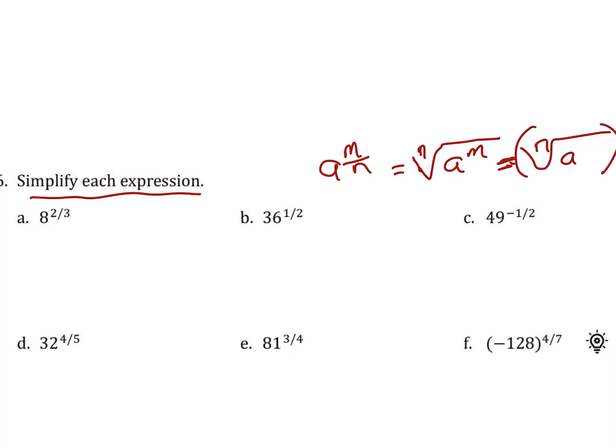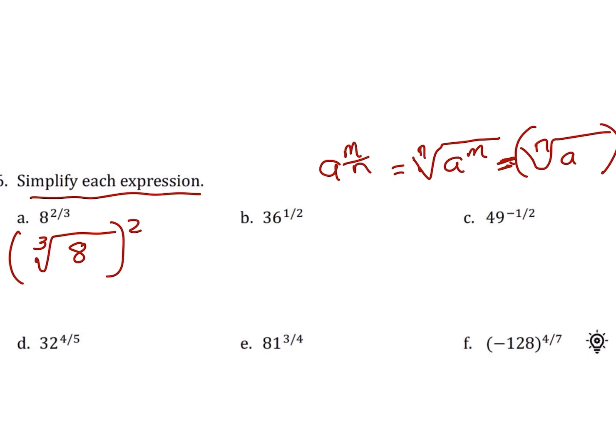So 8 to the 2/3. What that really means is we can take the 8 and put it into the radical, and I'm going to raise it to the second power, but I'm going to take the third root of 8. So the 2 becomes the exponent, the 3 becomes the index on the radical, and then the 8 goes into the radical as the radicand.